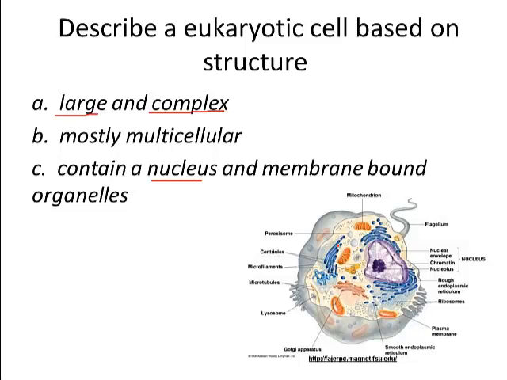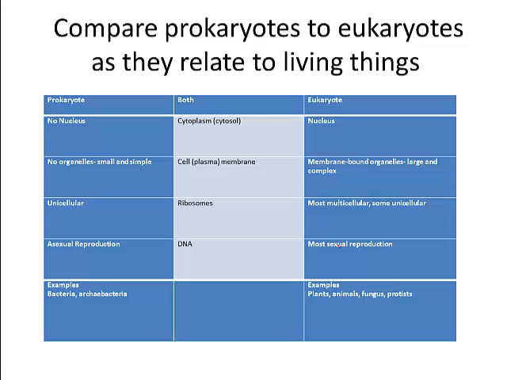So one of the things MCAS people like for you to be able to do is to compare and contrast the two of them. So here's another chart of that. Again, you can look at the things prokaryotes are missing or that are unique to them, and the same for eukaryotes. And the main thing that you need to note is that prokaryotes have no nucleus while eukaryotes do. And these are the things that they have in common. They both have cytoplasm, they both have cell membranes, ribosomes, because all cells need to be able to make proteins, and DNA, because DNA is the basic chemical of life.